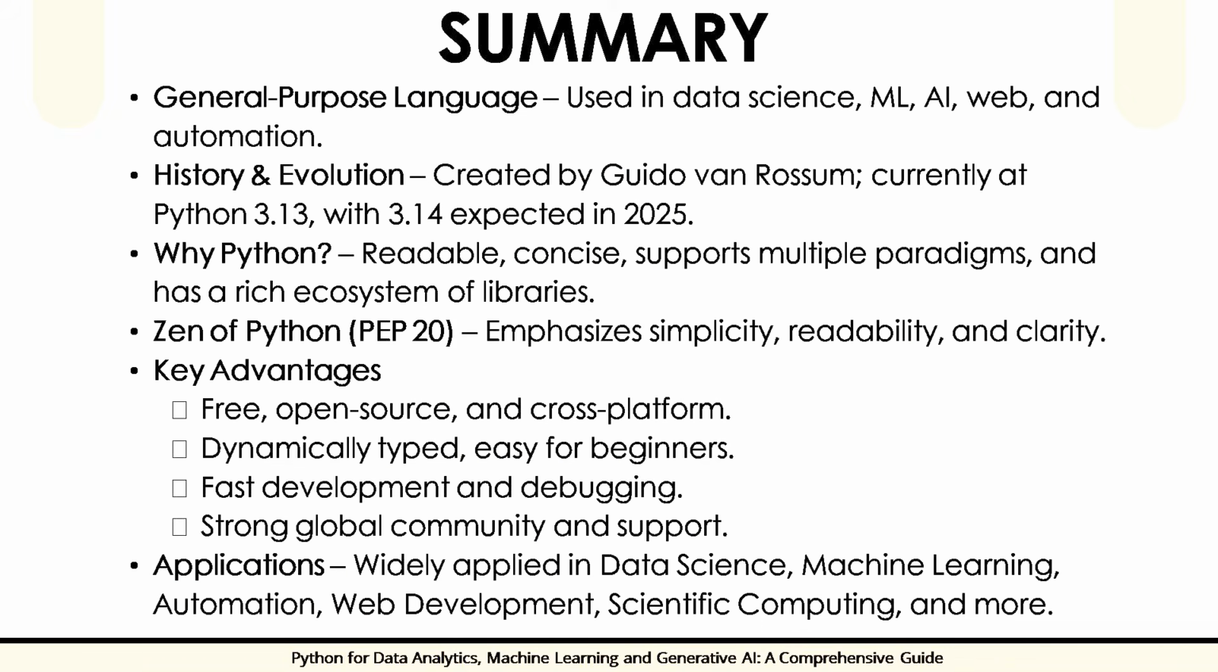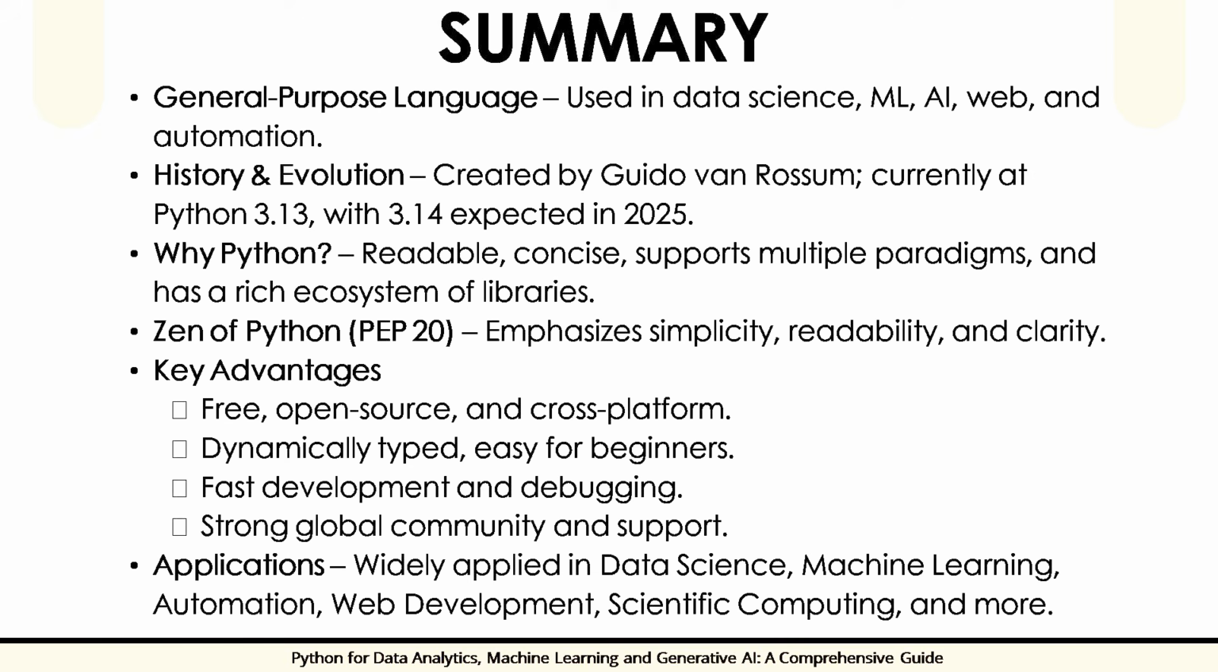To summarize, Python is a general purpose programming language, which means it can be used for many things like data science, machine learning, artificial intelligence, web development and automation. It was created by Guido van Rossum, and today we use Python 3.13 with 3.14 expected in 2025. People like Python because it is easy to read and write, concise and flexible, supporting many different styles of programming. It also has a huge collection of libraries that make coding faster and simpler.